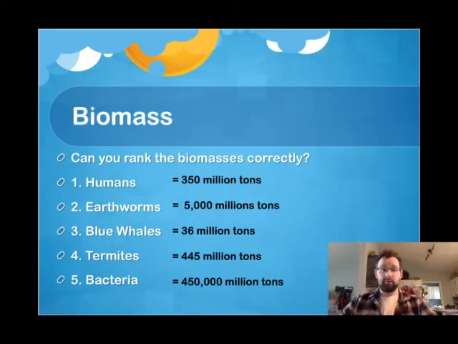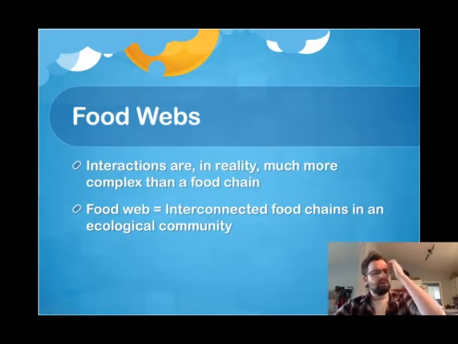So those are the two trends. Biomass goes down and energy availability goes down as you move through a food web or food chain, and those two things are tightly connected. Okay.